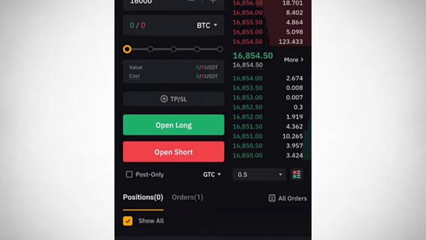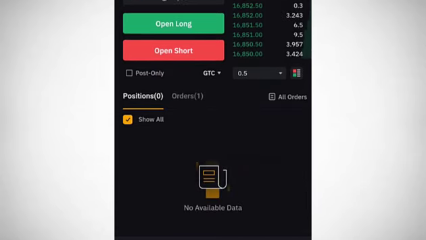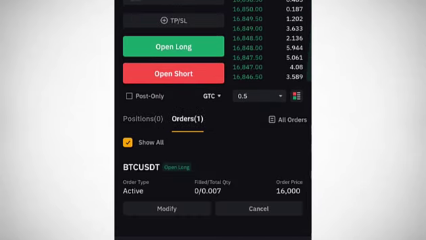When I click on confirm, automatically you can see when you look at orders, you see that I have an open order with option to modify or cancel. That is how limit order works. So this order will remain here for the next 1 year, for the next 2 years till BTC gets to $16,000. That is why it's called a limit order. That price you set must be met.